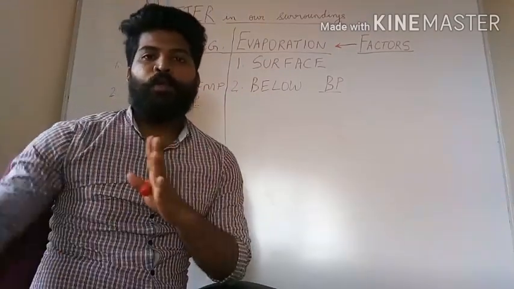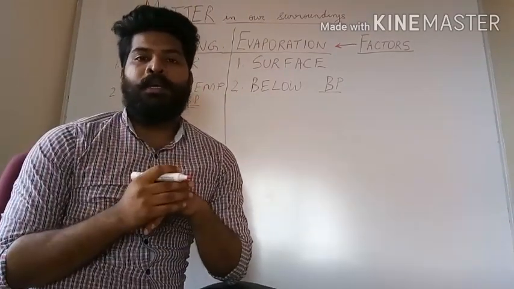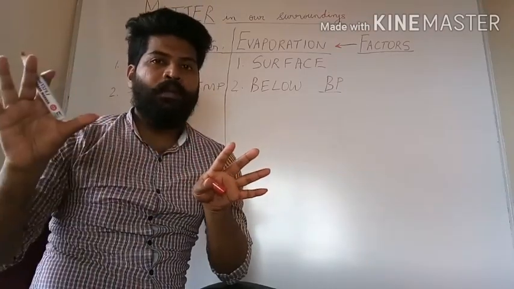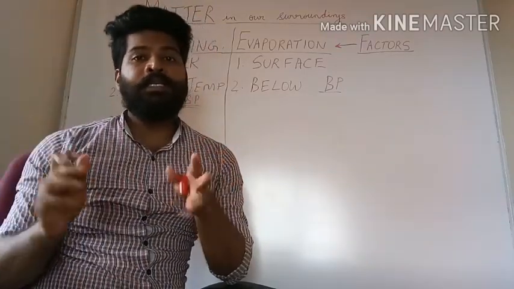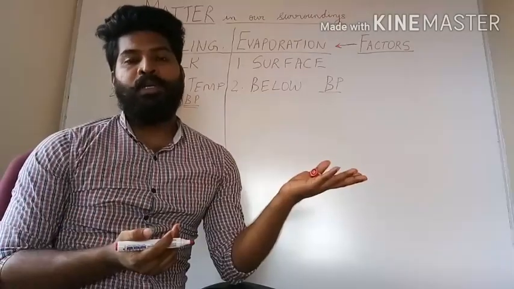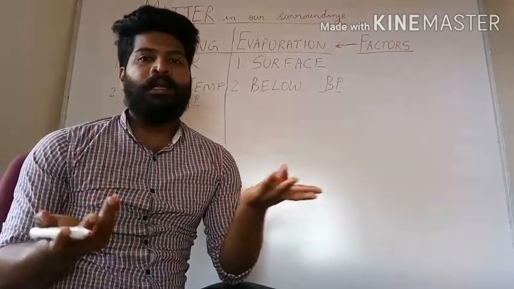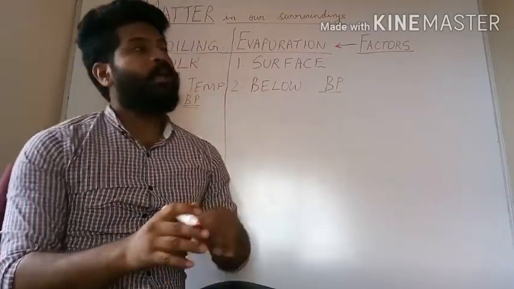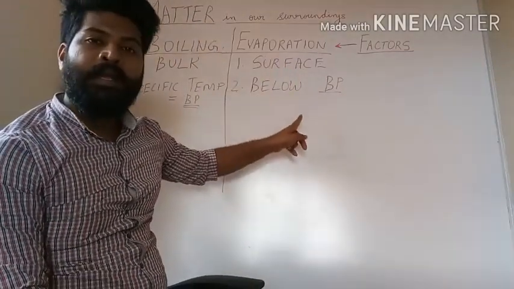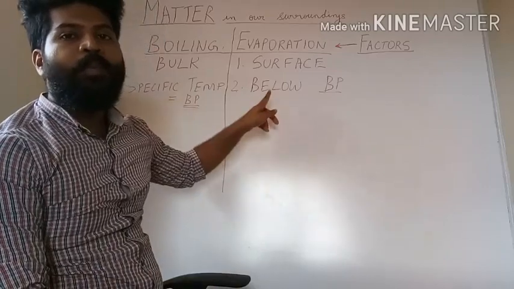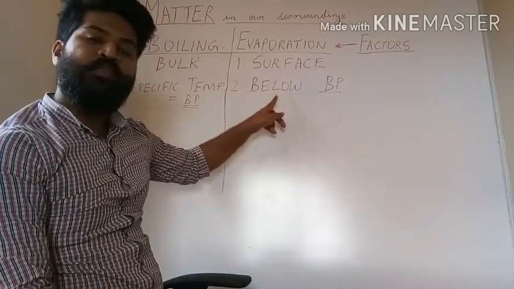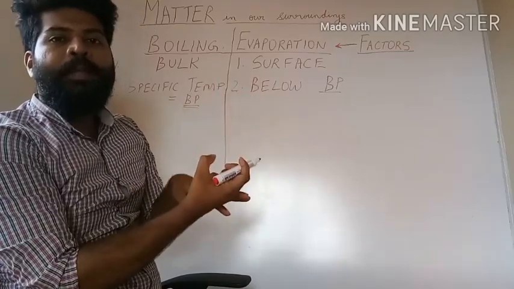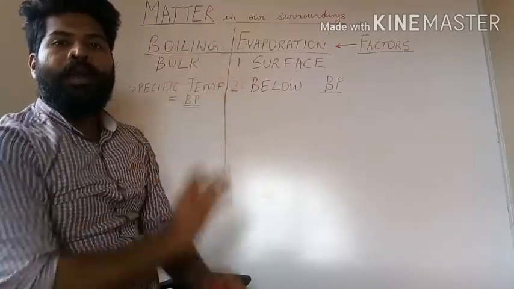Do you think that when you hang your towel outside, the temperature of the water particles has reached the boiling point, that is 100 degrees Celsius? No, because the atmospheric temperature is hardly 30 to 35 degrees Celsius. So even below the boiling point, evaporation can take place, because evaporation is a surface phenomenon. Layer by layer, particles attain energy and they are lost to the atmosphere.